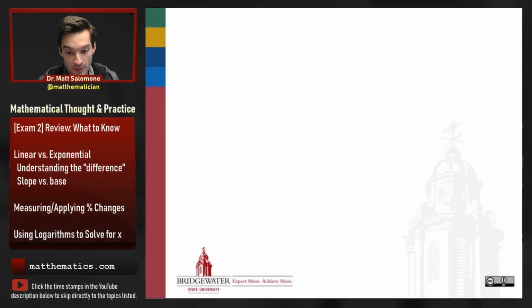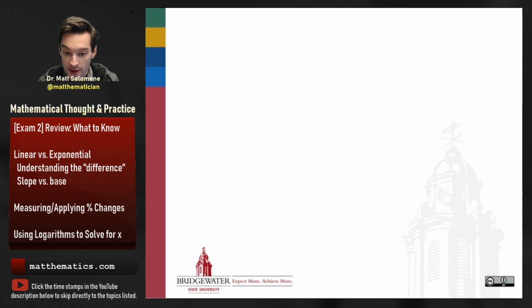So here's the agenda for what I'd like to talk about. First of all, the biggest thing to know about this chapter, really this whole unit, is how to tell the difference between a linear function or linear behavior versus exponential functions, exponential behavior. That's the first thing I want to dwell on.